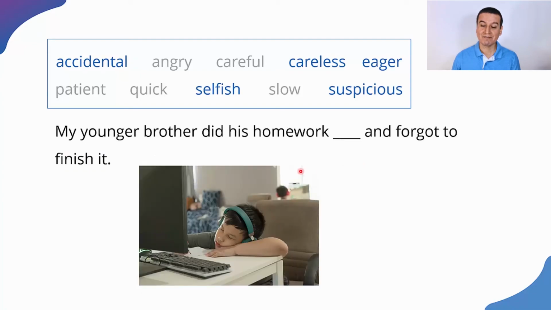Next. My younger brother did his homework blank how? And forgot to finish it. He did his homework what? I am sure he was not careful. So it wasn't carefully, because we already used that. So he did his homework carelessly, means without care. That less means without. Without care, without being careful. Good. Listen to the pronunciation. My younger brother did his homework carelessly and forgot to finish it. Yes, that's kind of funny.